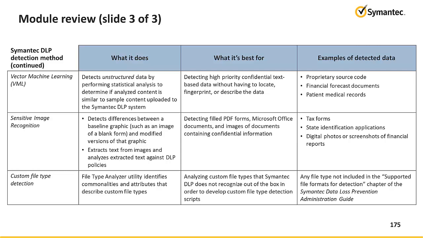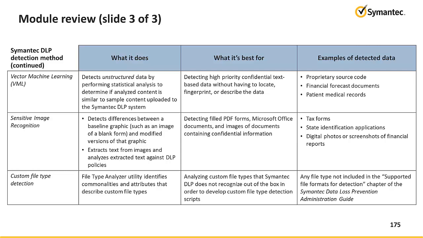Vector machine learning, or VML, is used to detect unstructured data by performing statistical analysis to determine if analyzed content is similar to sample content uploaded to the Symantec DLP system. It can be used to detect confidential text-based data without having to locate, fingerprint, or describe the data.